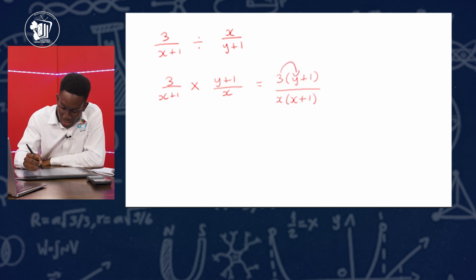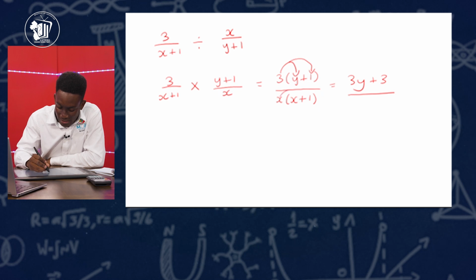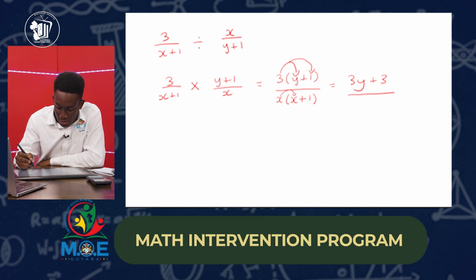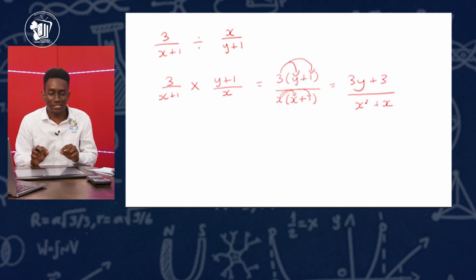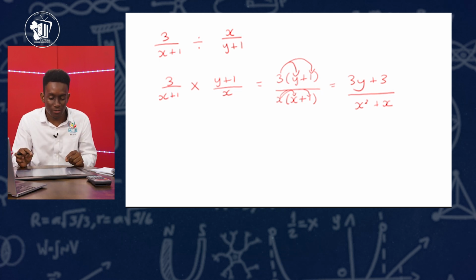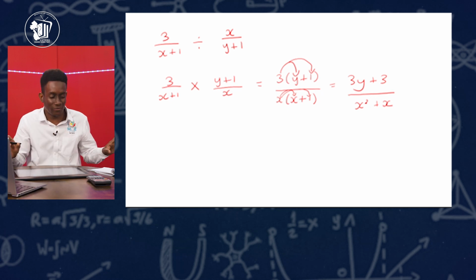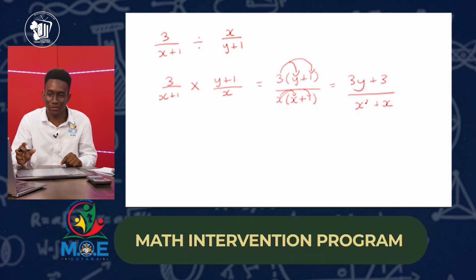So 3 times y would be 3y, and 3 times 1 would be 3, so this would be plus 3. All divided by x times x, which would be x squared, and x times 1 would be plus x. So when we simplify this and write this as a single fraction, we'll have 3y plus 3 all divided by x squared plus x. And that is how you simplify and write this as a single fraction.